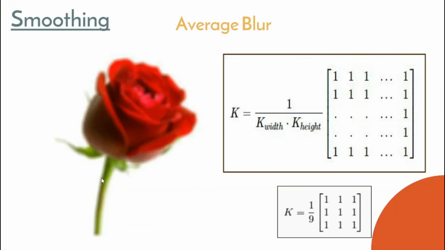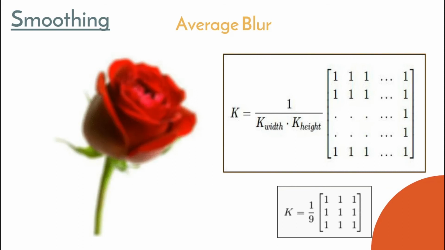Now let's see what smoothing or blurring is. This operation is commonly used in image processing to reduce image noise. In this process, it helps in removing the edges from the image and making it smooth. In general, blurring is achieved by convolving the image with a kernel.